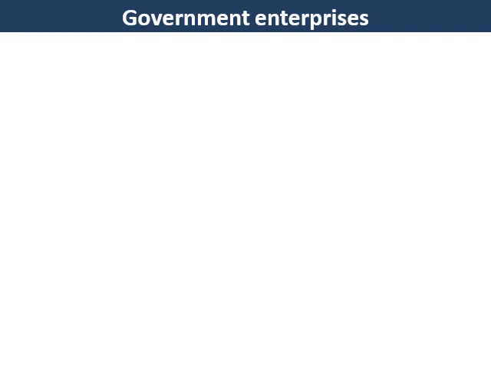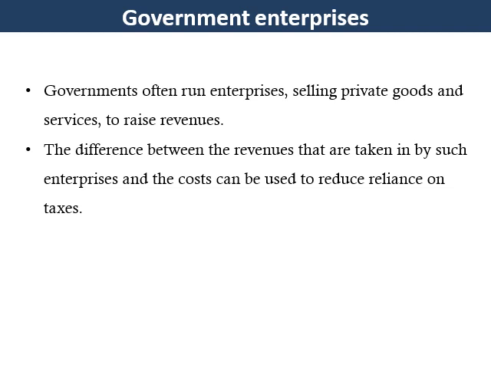Now let's talk about the second form of government finance of its activities, which is government enterprises. Government often run commercial and industrial enterprises and sell private goods and services to raise revenues. And as you know, the difference between the revenues and expenses of these enterprises can be used to finance government spending.